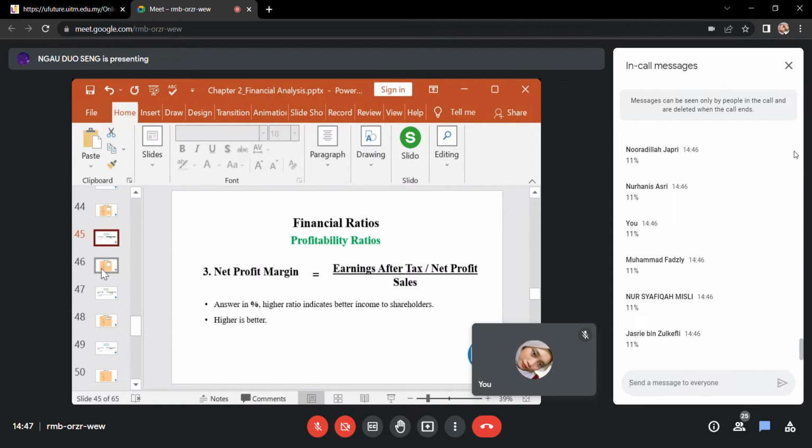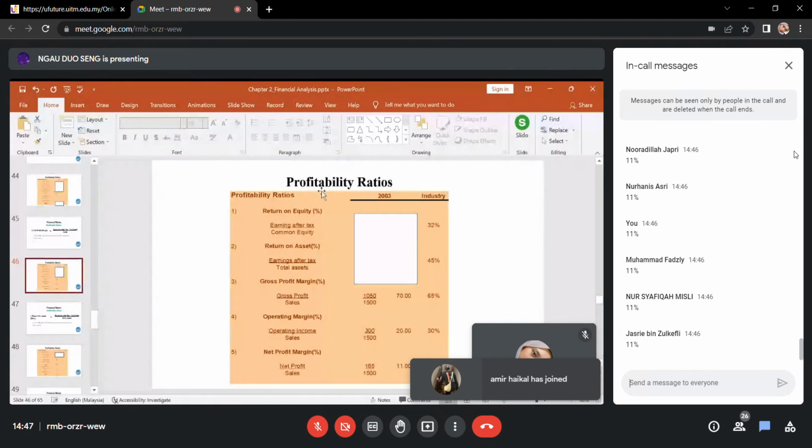All right, so we check. Here we have 11%, which is 165 net profit, 165 divided by 1,511. Right? So net profit is higher than the industry. Higher by how many percent? Higher by 2%. So the company outperforms the industry, higher by 2%.